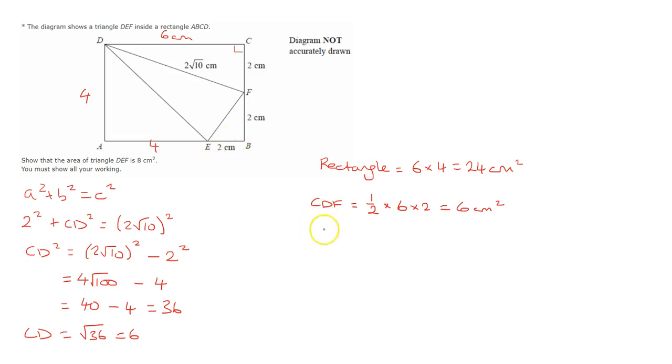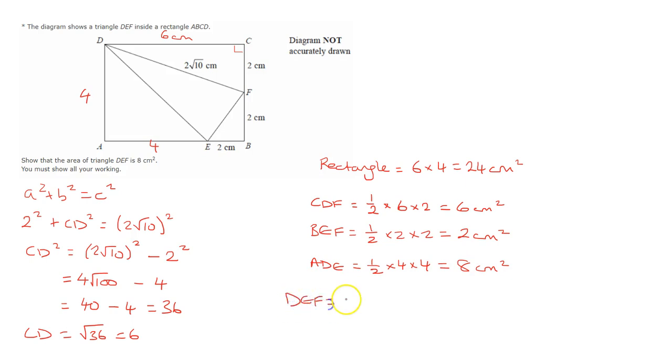If we look at this little one down here, so BEF, that's going to be a half times 2 times 2. A half of 2 is 1, times 2 is 2, so 2 centimetres squared. And then finally, triangle ADE is going to be a half times 4 times 4. Now, a half of 4 is 2. 2 times 4 is 8, so that would be 8 centimetres squared. So that means that triangle DEF is going to be 24 minus 6 minus 2 minus 8, which equals 24 minus 6 is 18, minus 2 is 16, minus 8 is 8. So it's 8 centimetres squared.